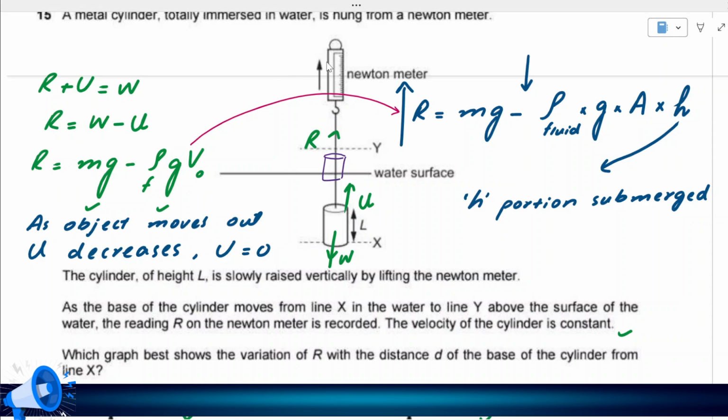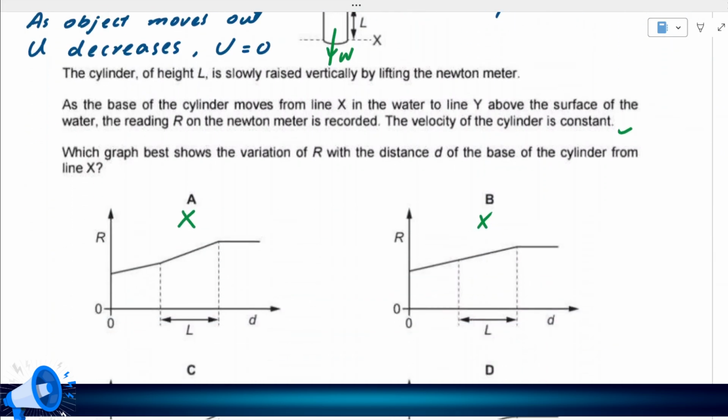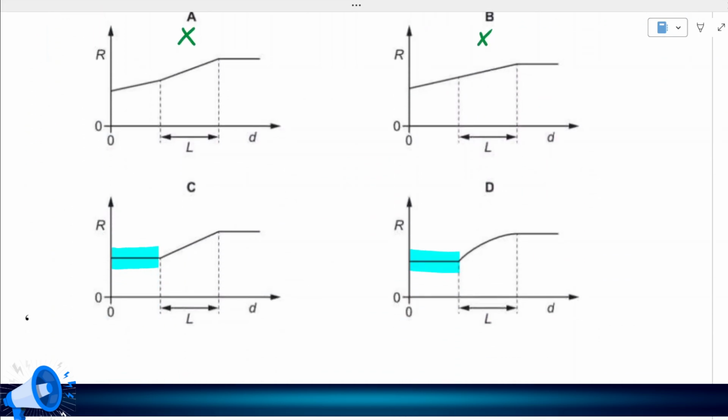Or you can take a look at this expression also. The value of U is now being decreased, which means a smaller value is now being subtracted from W, hence the value of R should be greater. So the value of R should increase. But the question is, should the value of R increase linearly or exponentially, or should it increase at an increasing rate? Should it increase like this, or like this, or should it increase linearly?